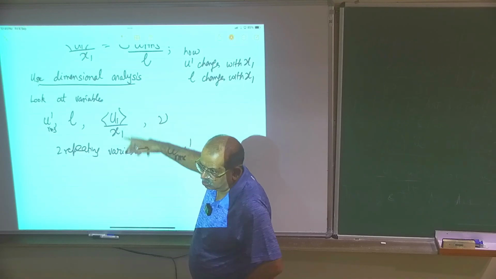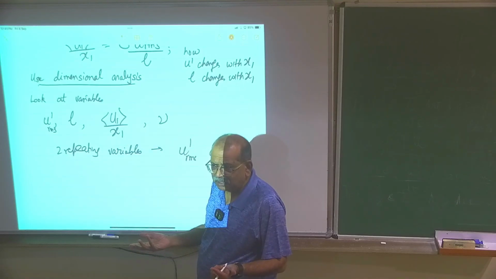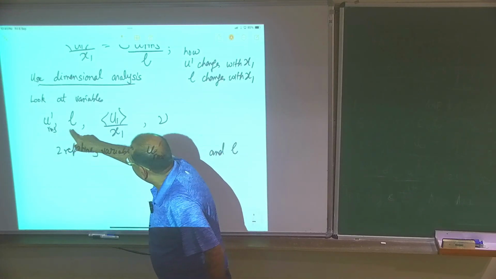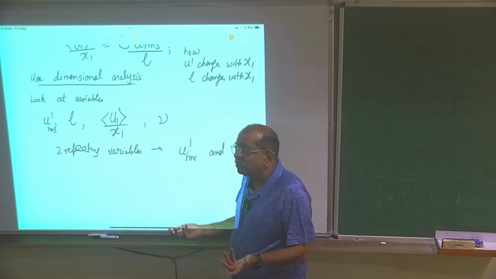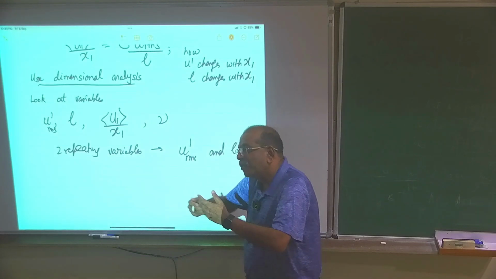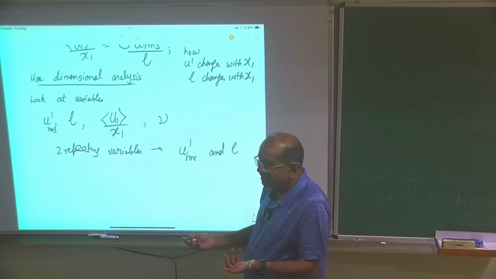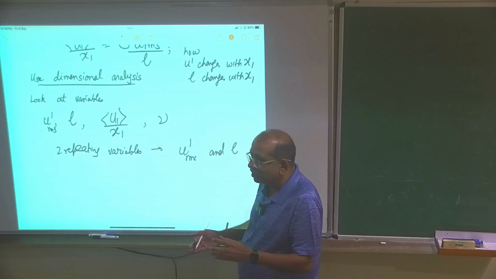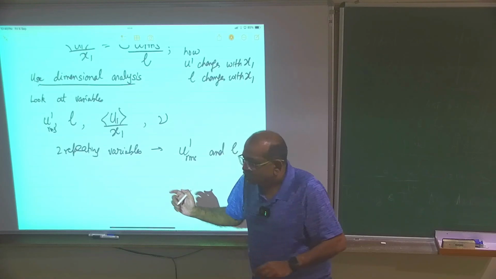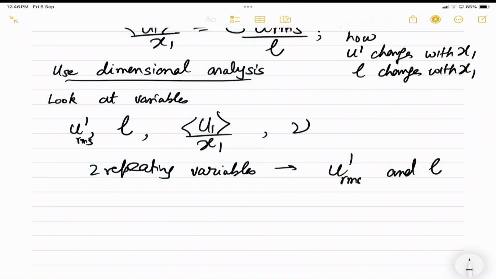x1 को ऐसे divide कर दो, it will be non-dimensional. और u है, L है और nu है, तो इससे क्या बनेगा? Reynolds number. Nu upon UL is a Reynolds number. So straight away you will get Reynolds number. So दोनों dimensionless variables.